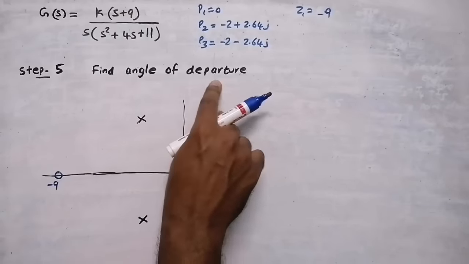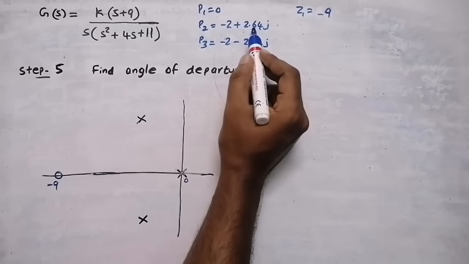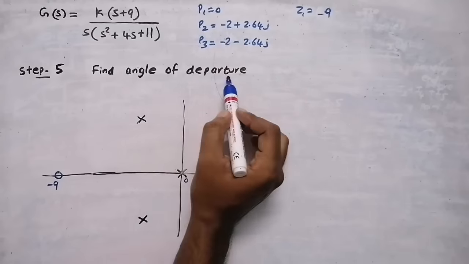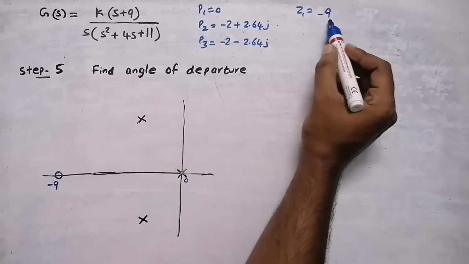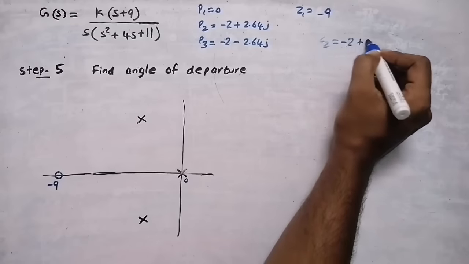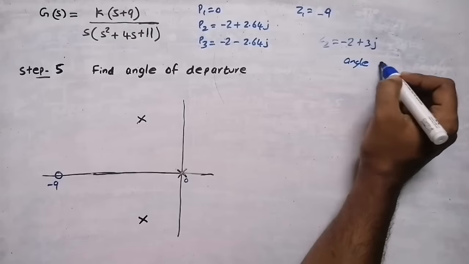If there are complex poles, this is a complex value, with a real part and an imaginary part. That is a complex number. If there are complex poles, then there will be an angle of departure. If there are complex zeros, in this case there are no complex zeros. Suppose there is a zero like minus 2 plus 3j, then it is a complex zero. At that time there will be an angle of arrival.